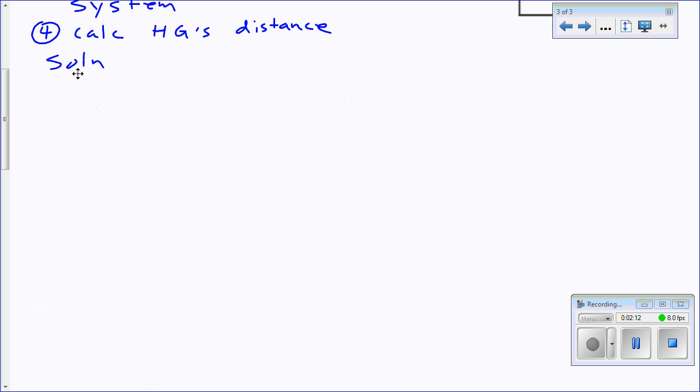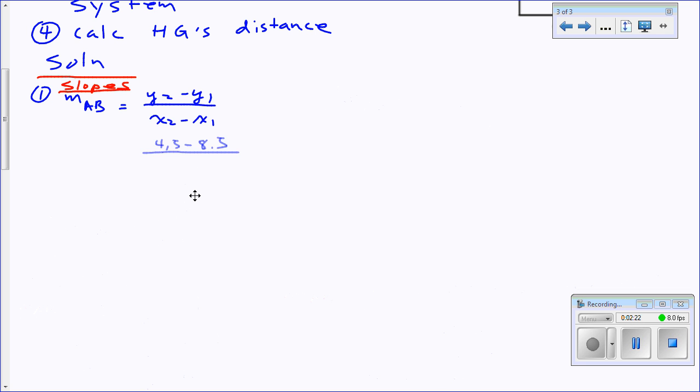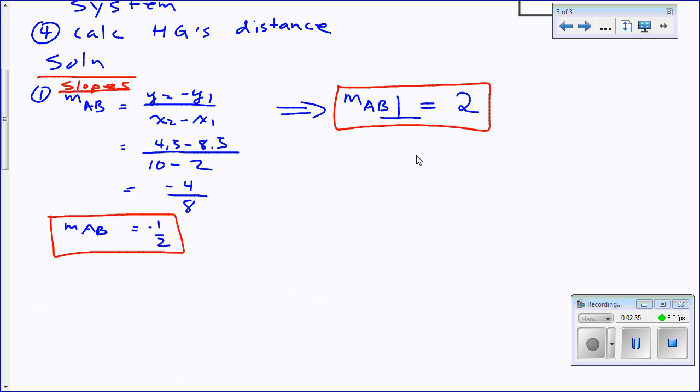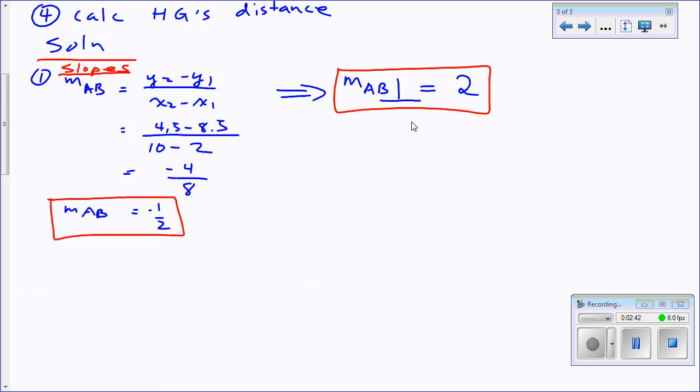So now let's go and do that. Here's the solution for today's problem. The first thing that we have to do is calculate the slopes. So for one, we calculate the slope of AB and we get this. Okay, and our final answer ends up being that the slope of AB is -1/2, which means that my perpendicular slope for AB is going to be 2. Remember, the perpendicular of any slope is the negative reciprocal.